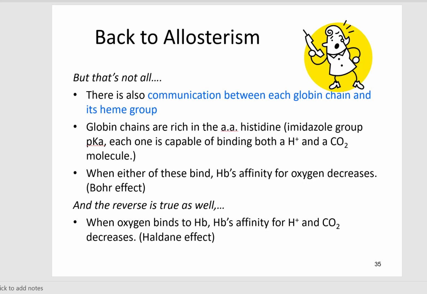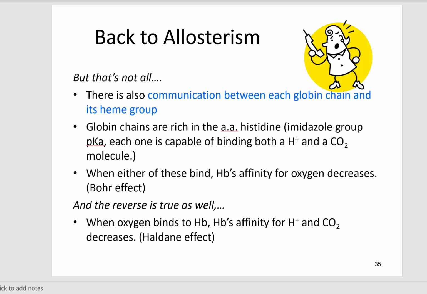So if hydrogen and CO2 can also bind to these histidine residues on the globin chains, and oxygen binds to the heme groups with the iron, we're going to see that when hydrogen and CO2 are bound to histidine, this will affect the ability of oxygen to bind to the heme group. This is an allosteric interaction. Changes to one part of a molecule are affecting the other. Similarly, if oxygen is bound to hemoglobin, then the hemoglobin's affinity for hydrogen and CO2 will also be affected.